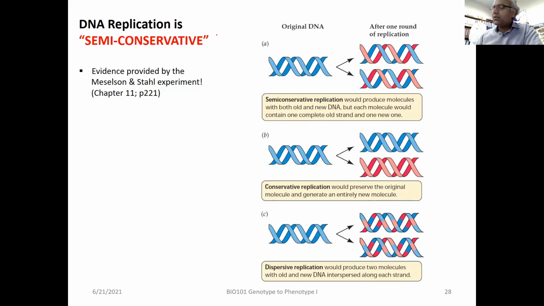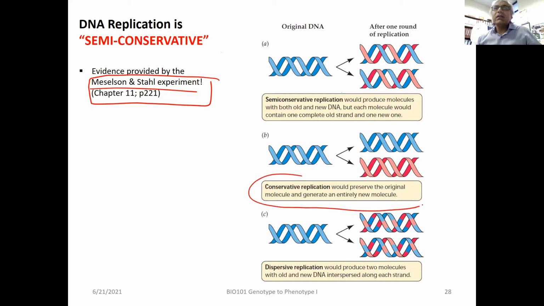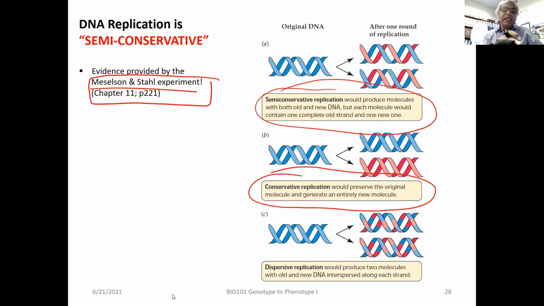Based on the experiments of Meselson and Stahl, I highly recommend you go and read this experiment on your own in detail. It's a simple experiment. Before their groundbreaking work, there were 3 models. One model said that DNA replication is conservative. Another said it's semi-conservative. And yet another said it's dispersive.